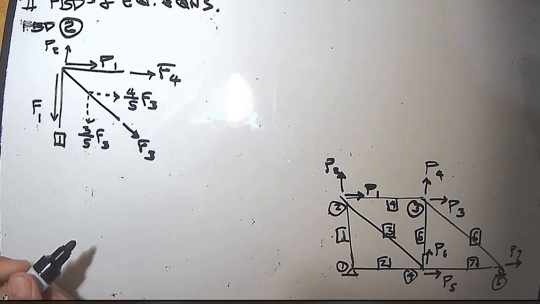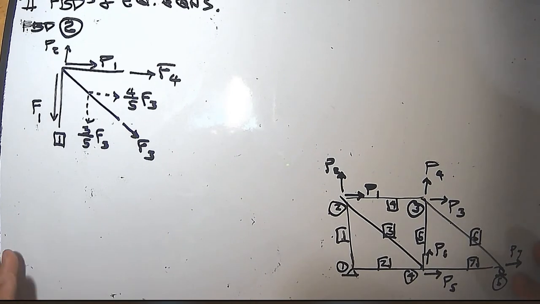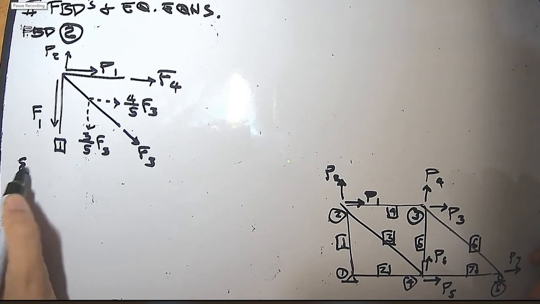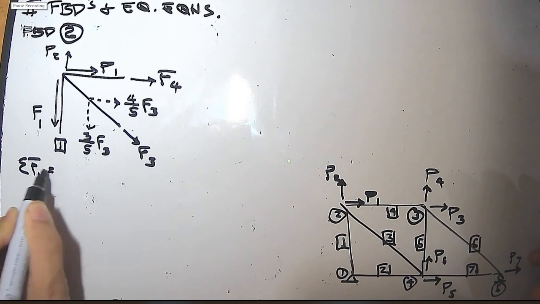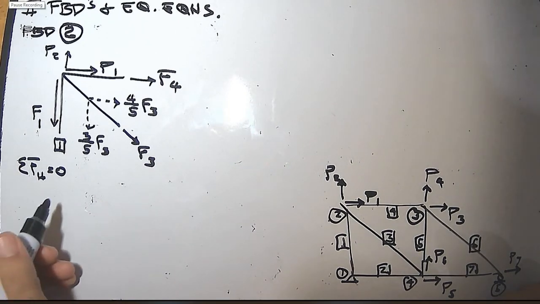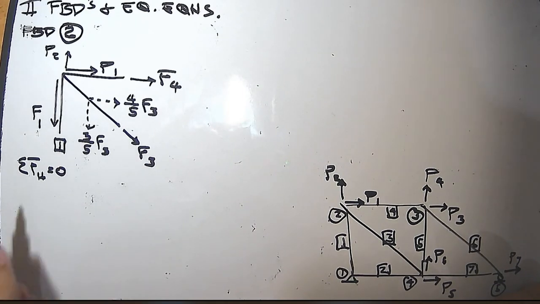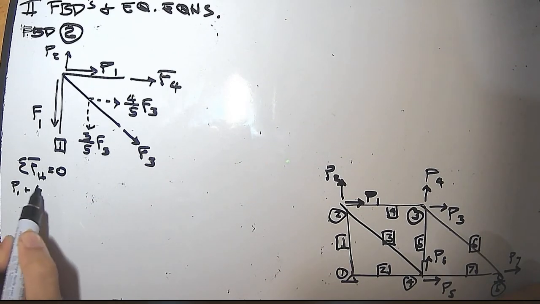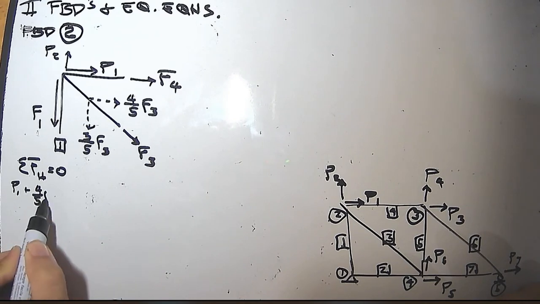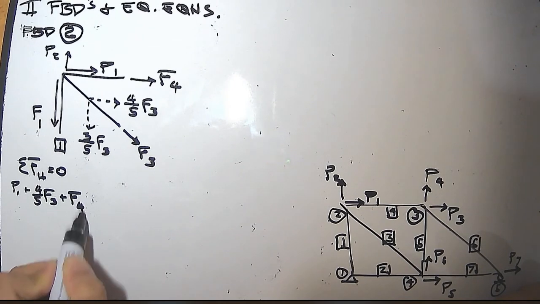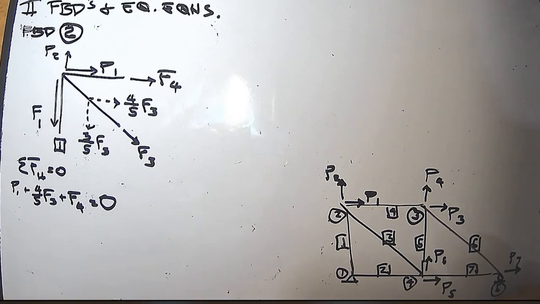Next, we can now perform equilibrium equations. Summation forces horizontal is equal to 0. Taking rightwards as positive, okay? So, P1 plus 4/5 of F3 plus F4 is equal to 0.